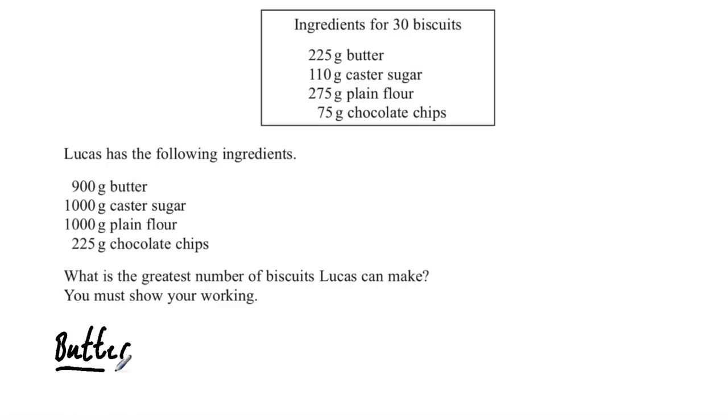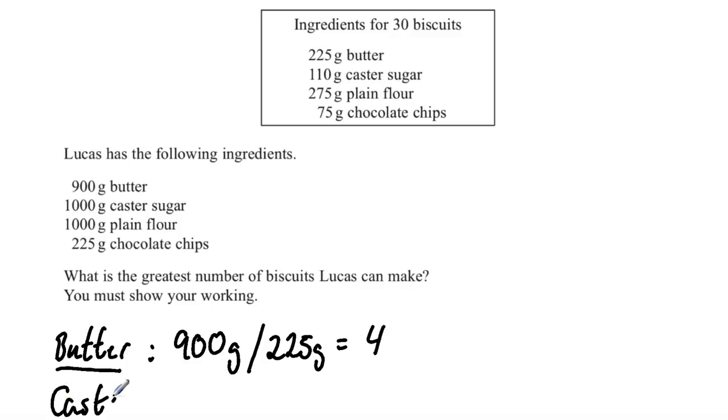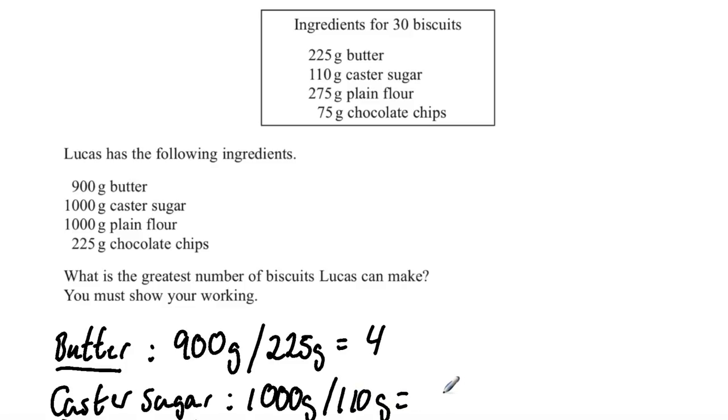Lucas has 900 grams of butter. So 900 grams of butter divided by 225, which equals 4. Focus on caster sugar. So we have 1,000 grams divided by 110 grams, which equals 9.09 recurring.